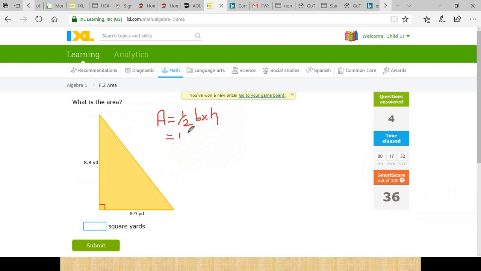What is the base of this triangle? What's the base of this triangle? Remember, the base of anything is where it rests on the surface. So the base is 6.9. And what's the height? Right, 8.8. So remember, the height is always the perpendicular distance from the base up to the peak of the triangle. So that's 8.8.